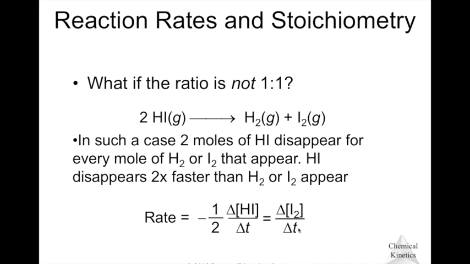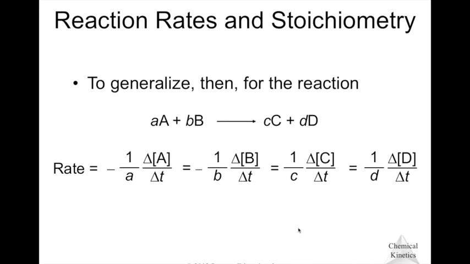So negative 1/2 delta HI over delta t is the same as the appearance of one of those products. So if you want to look at this in a generalized form, then for reactant A, big A, it's delta A over delta t, and 1 over little a, the stoichiometric coefficient. And since that's a reactant, it's a negative because it's disappearing. Same thing with the B, and then the products, the C's and D's, are appearing, so they're positives.